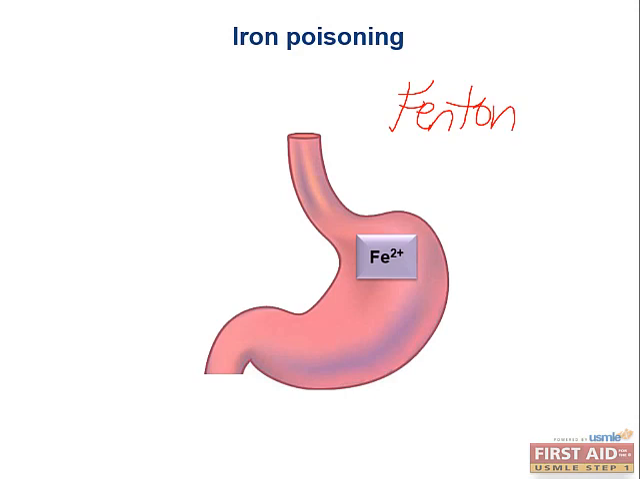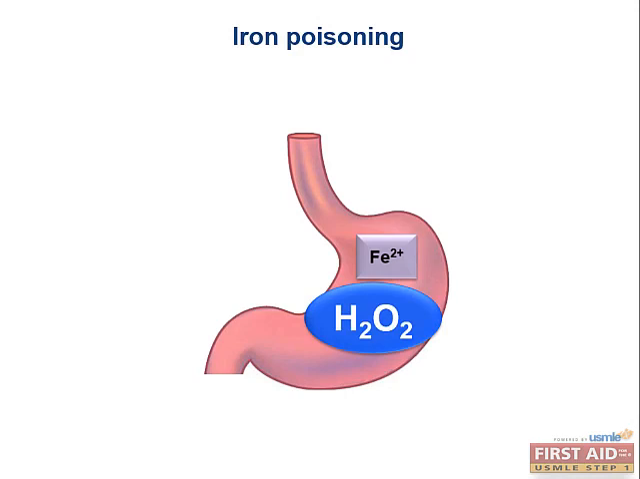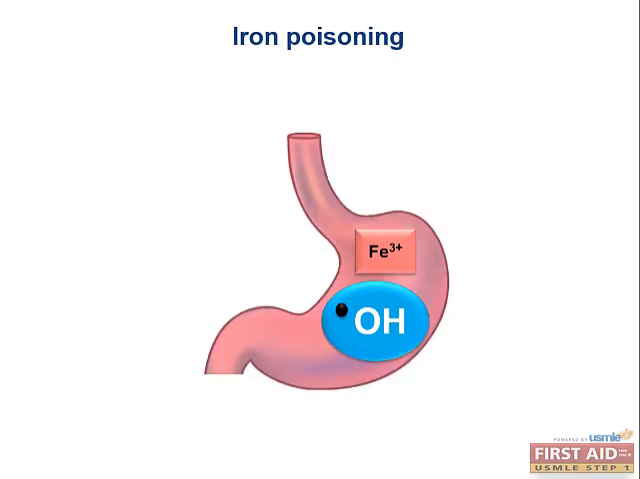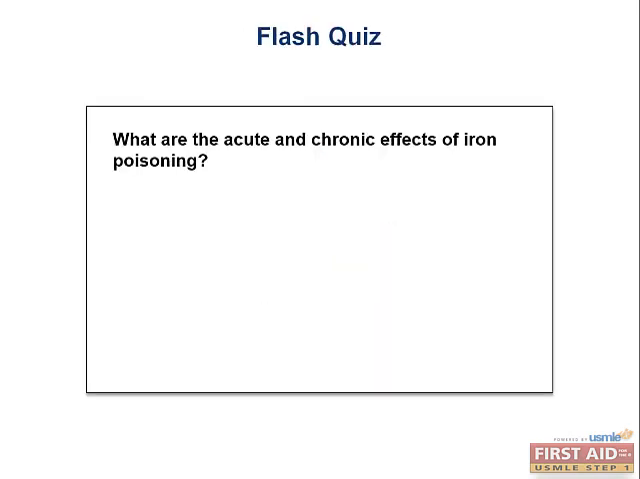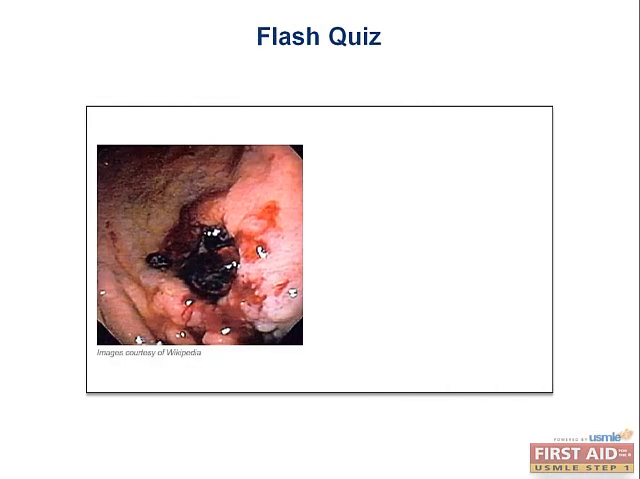Right. And what occurred with that reaction? Well, it took hydrogen peroxide and reduced it into a hydroxyl free radical, which just wreaks havoc on the insides of whoever ingests the iron. Not very good. What type of havoc? Well, I'm going to ask you. What are the acute and chronic effects of iron poisoning? So acutely, all that inflammation and free radical damage will lead to massive bleeding and potential hemorrhage.